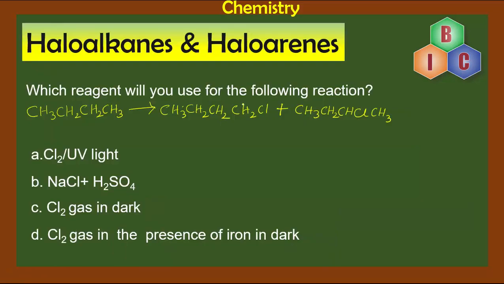Which reagent will you use for the following reaction? So this is our question. The equation is given to us: CH3 CH2 CH2 CH3. What is this compound going to be? As you know, this contains 1, 2, 3, 4 carbon atoms, and they are saturated. Therefore the given compound is butane. Let us see what products are obtained.